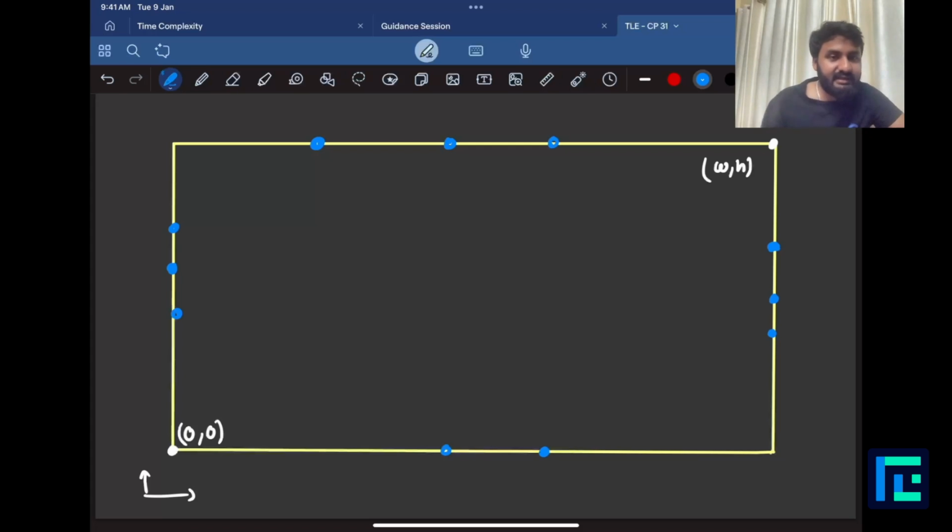And then the next thing they have said is that points are not on corners. So I'm not considering a point on this corner. I'm only saying they are on the side, somewhere in the middle of the side. Okay. Now what is the target? This is the diagram that has been given. This is the input that has been given to you.